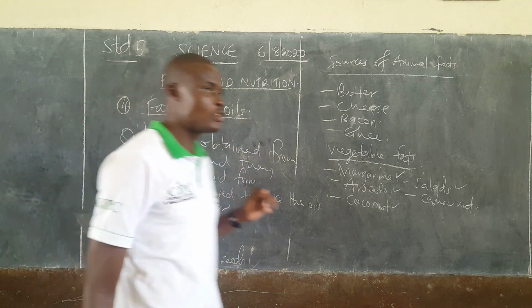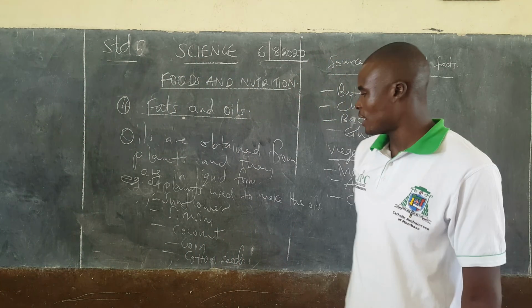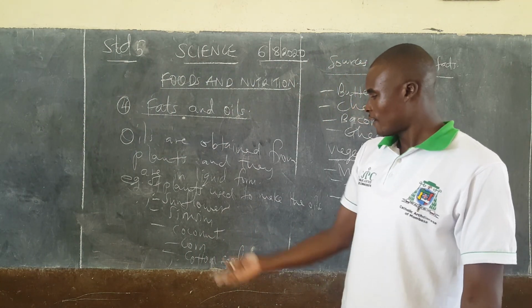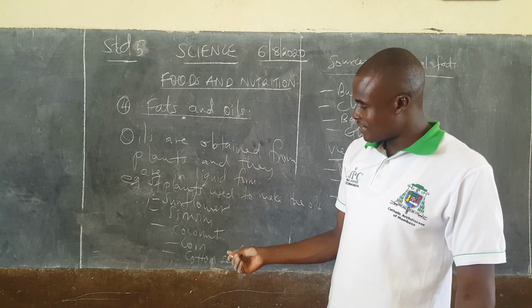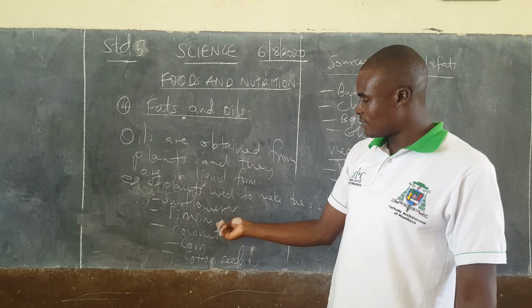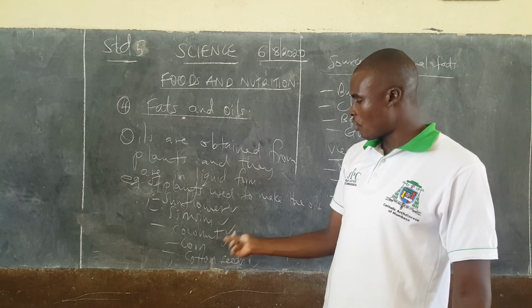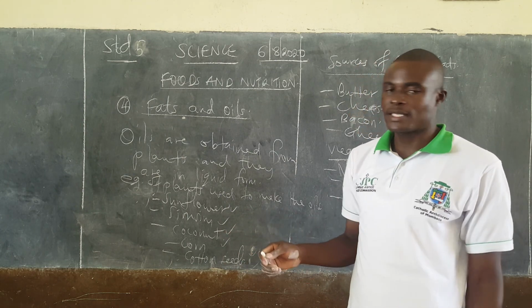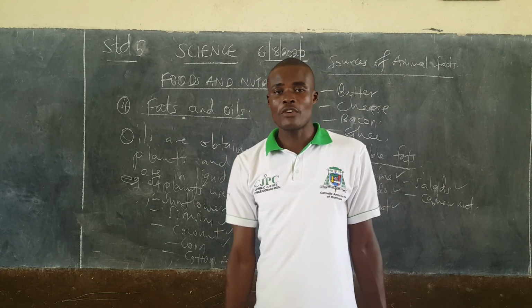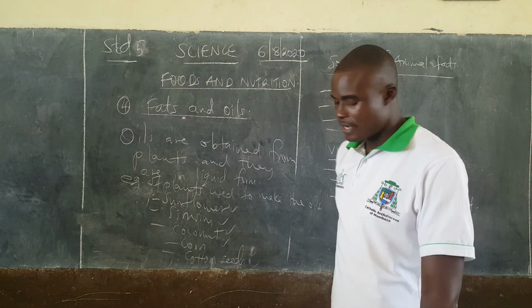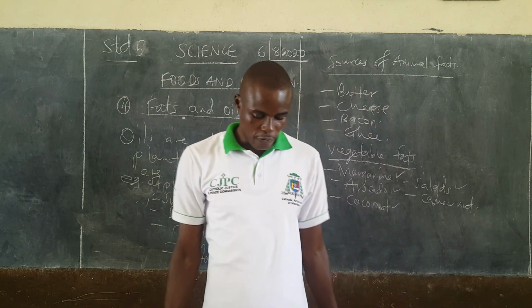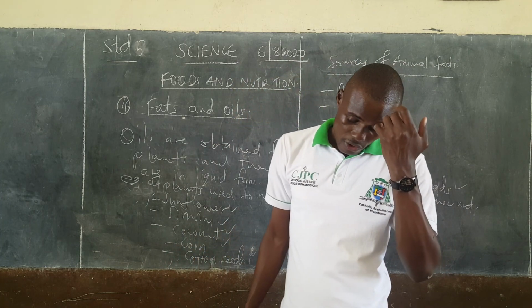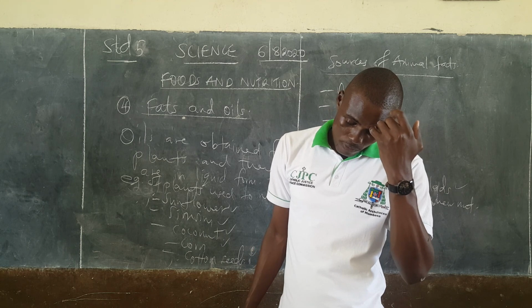So Lana, you need to know those examples of these plants so that when they come to examination, they don't give you any trouble. These plants here, we have mentioned sunflower, simsim, coconut, corn, and you can also see cotton seeds here. All those plants are used to make the oils. So the oils are obtained from plants.